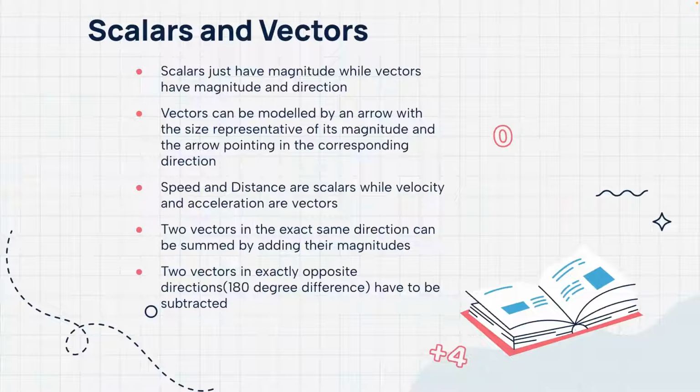And one thing you also need to know is that two vectors in the same direction, you can sum them by just adding their magnitudes, and two vectors in opposite directions, if you want to do vector addition to them, you'll subtract them. This makes sense, right? Because two things in the same direction, they'll add together, but two things in the opposite direction, they'll subtract. It intuitively makes sense.